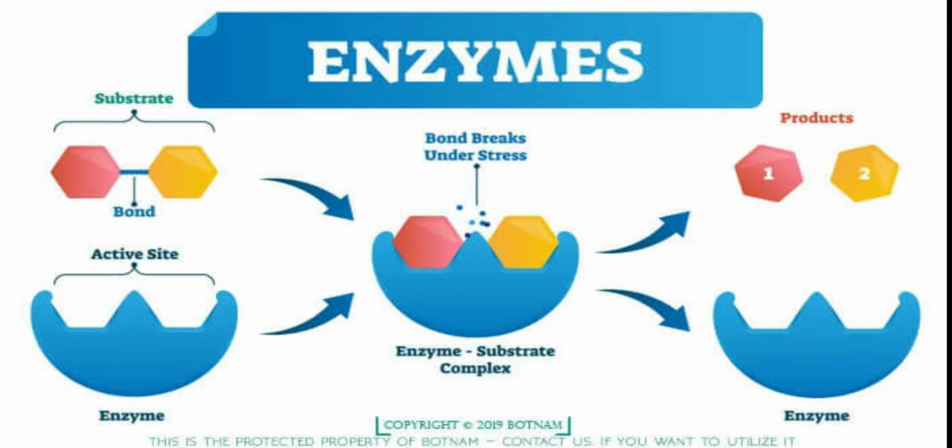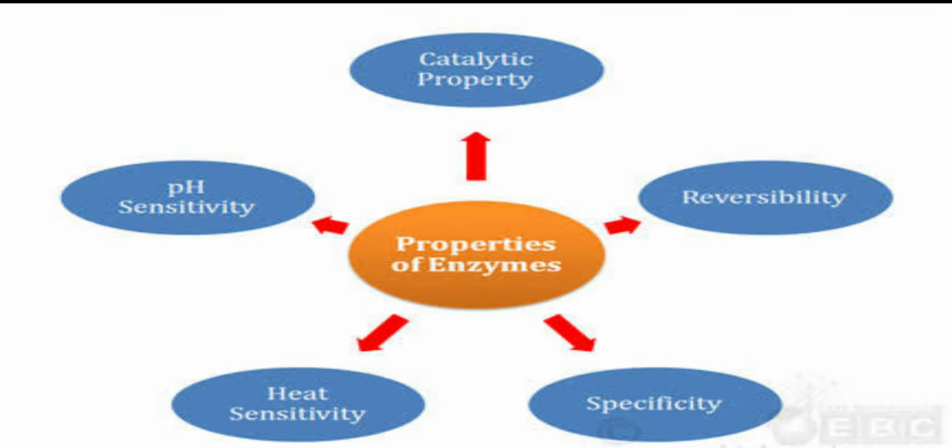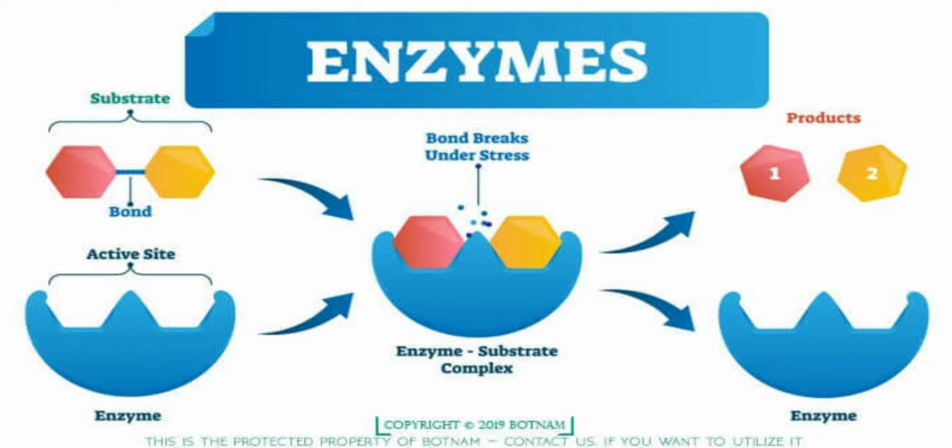So now let's talk about the chemical nature of enzymes. When we are talking about the chemical nature of enzymes, we are talking about the properties. Now we said that all enzymes are proteins except ribozymes. Have you seen an enzyme that is not protein? It is only ribozymes.